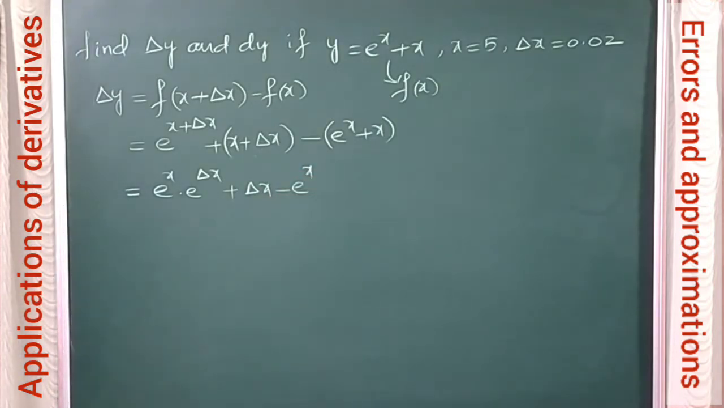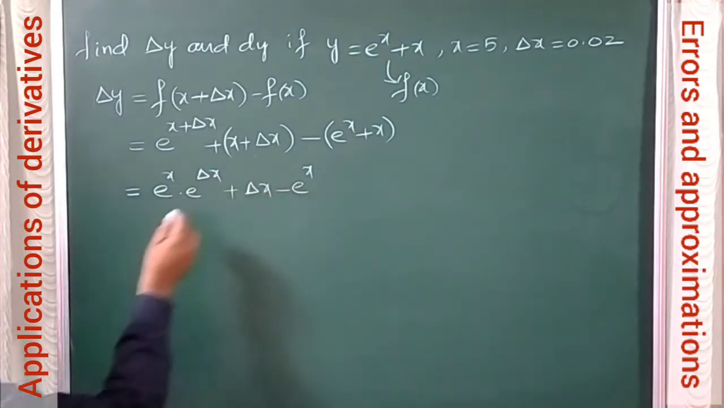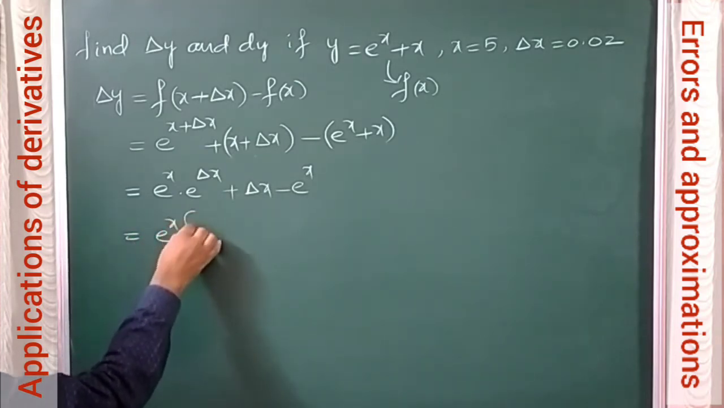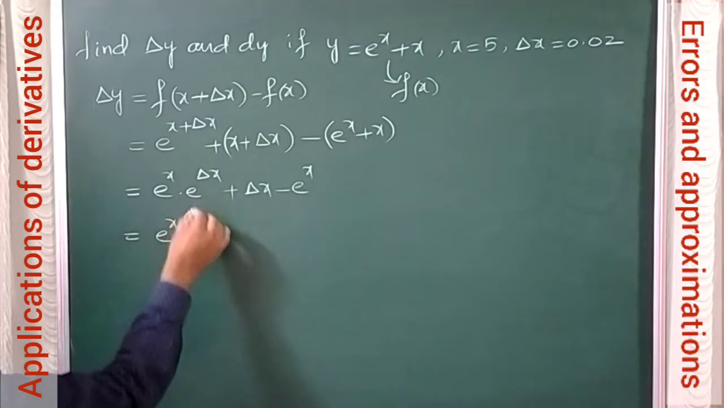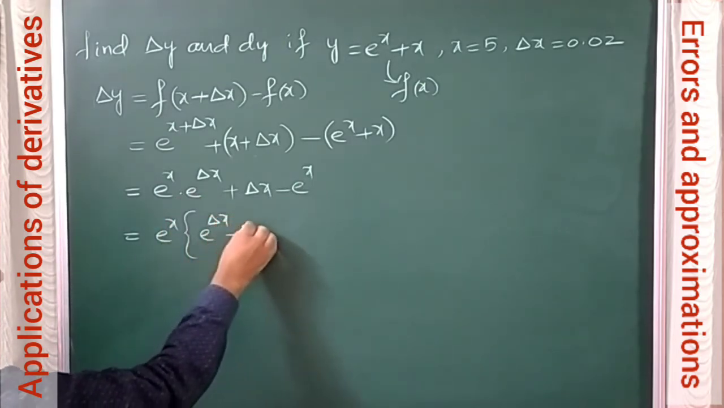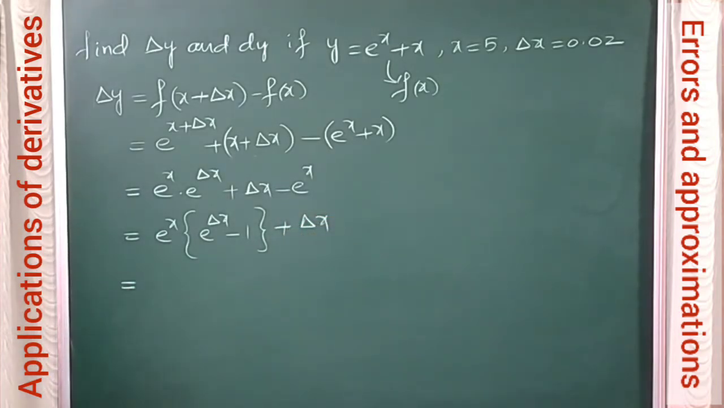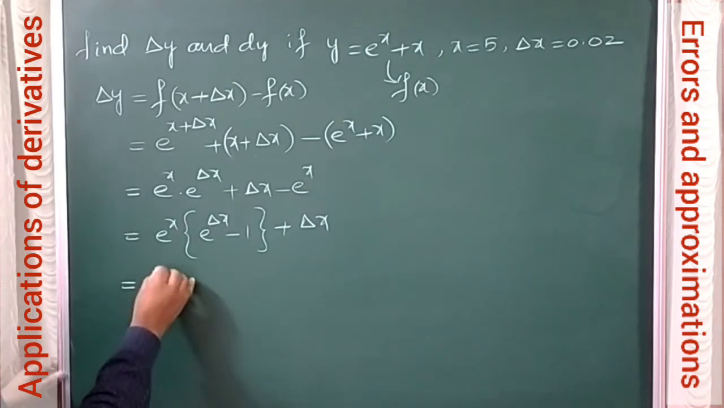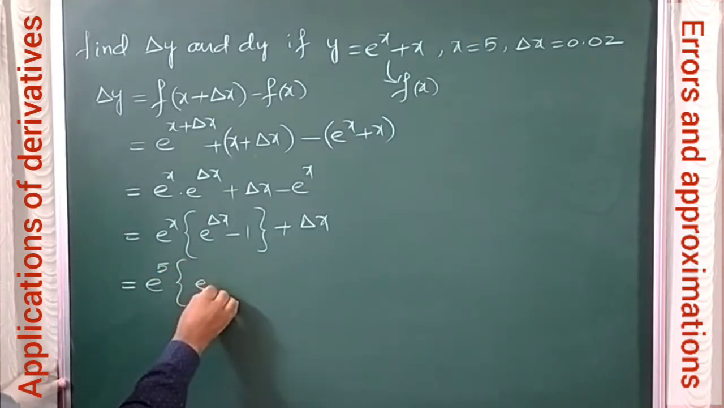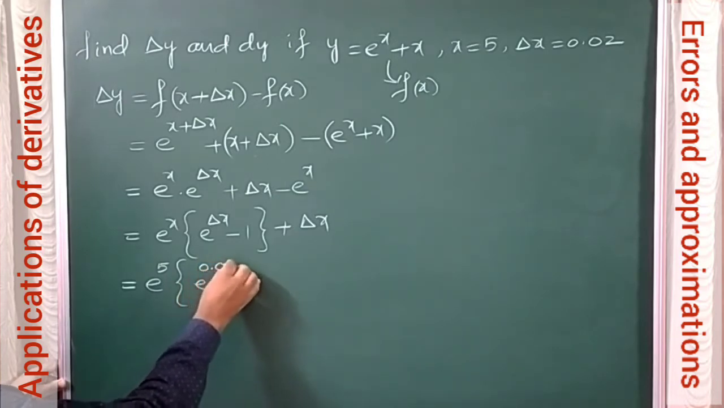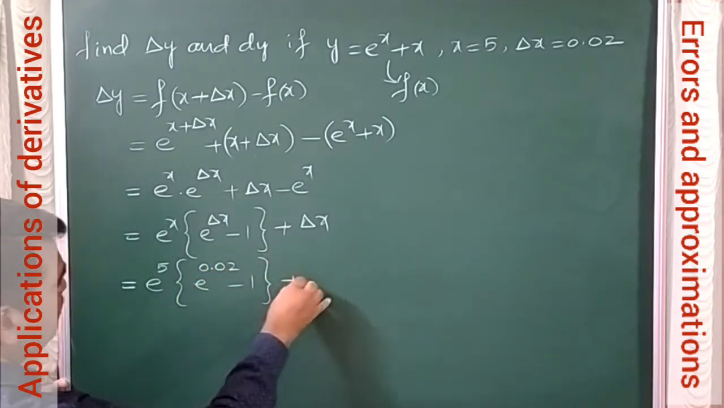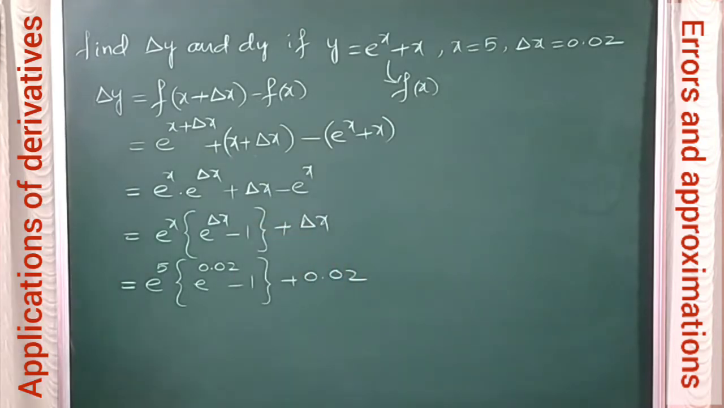Now clearly e power x you can take common in these two terms. So e power delta x minus 1 is left plus delta x. Now you substitute all values. So e power x means e power 5. E power delta x means 0.02, minus 1, plus delta x is 0.02. So once you substitute all values, you will be getting like this.